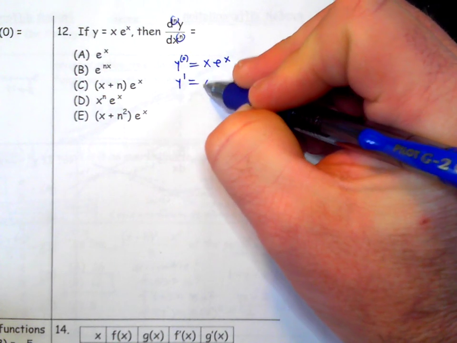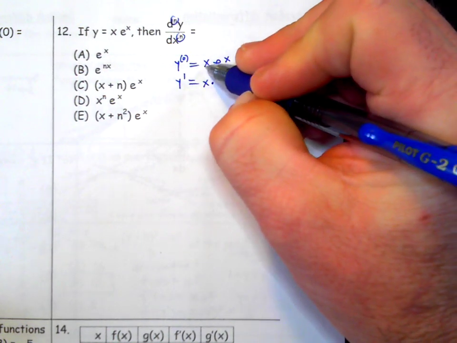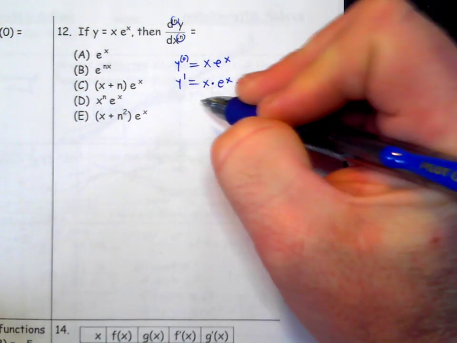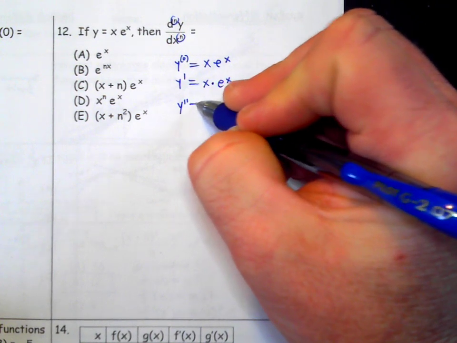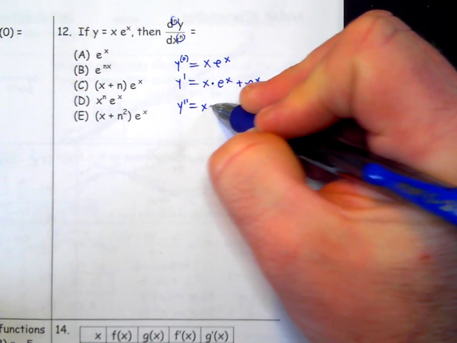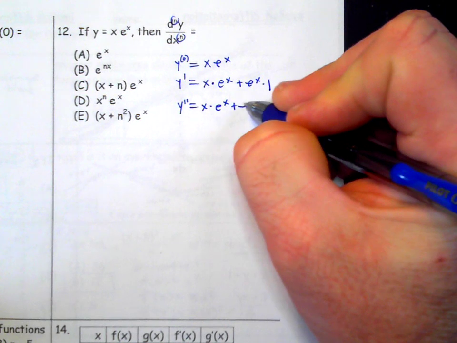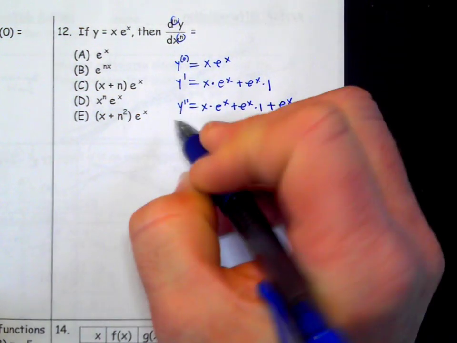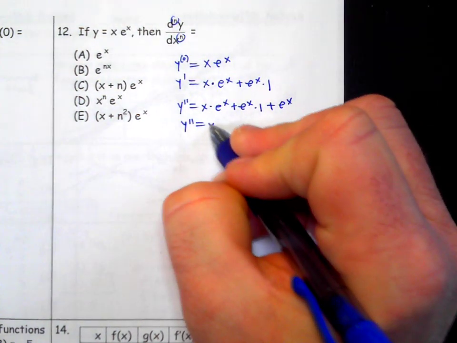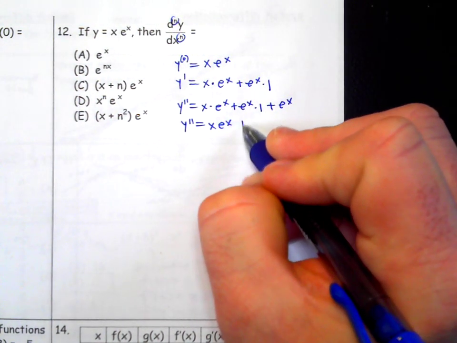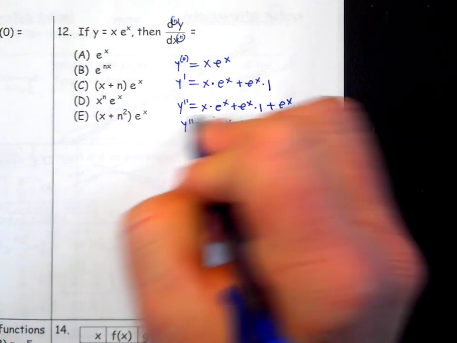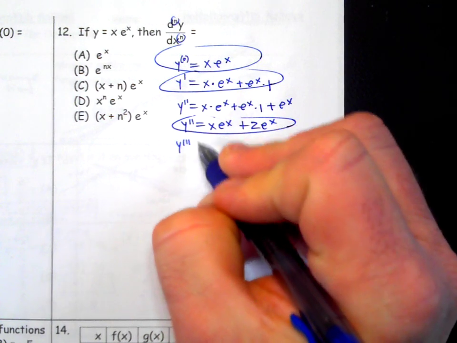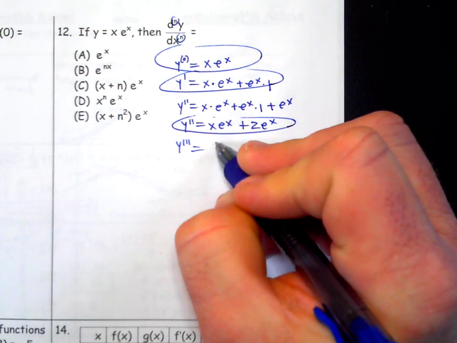So the first derivative is going to be x times, now this is a product rule, x times the derivative of e to the x is e to the x, plus e to the x times the derivative of x is 1. And then the second derivative, you've got to do that product rule. x times the derivative of e to the x is e to the x, plus e to the x times the derivative of x is 1, plus the derivative of e to the x is e to the x. Now what you might do is rewrite this more simplified. So we've got this, this, and this. Third derivative, if you want, maybe you're starting to see the pattern.